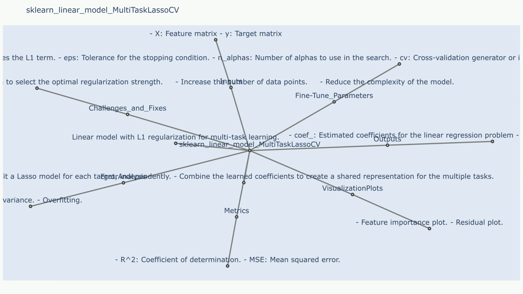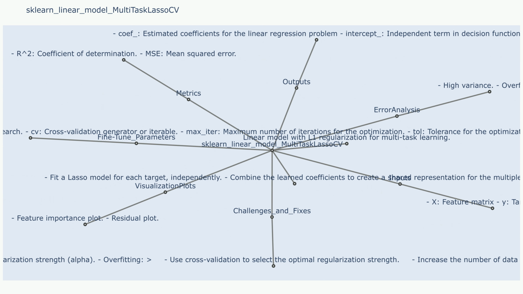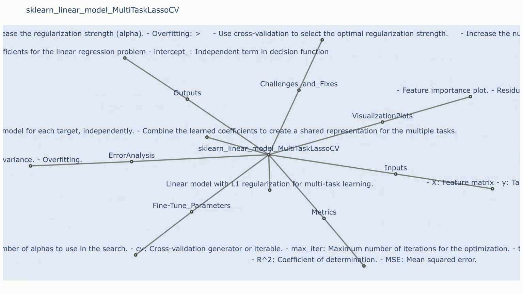Steps. The model uses cross-validation to find the best regularization parameter for the multitask lasso. For each fold in the cross-validation, the model fits the data using the current regularization parameter. The model then evaluates the performance on the holdout fold using a specified metric. The model selects the regularization parameter that yields the best performance across all folds. The model fits the entire training data using the selected regularization parameter to learn the final model coefficients.